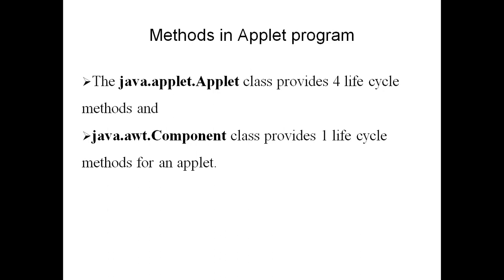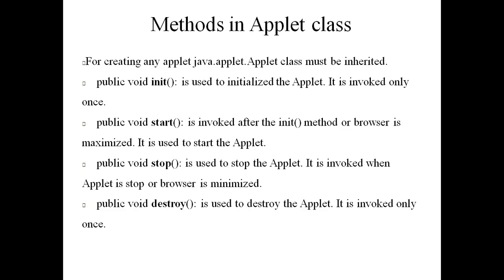The applet class belongs to the java.applet package and the component class belongs to the java.awt package. The applet class contains 4 lifecycle methods and the component class contains only 1 lifecycle method. So altogether there are 5 methods in the life cycle of an applet. Now let's see what the methods are.